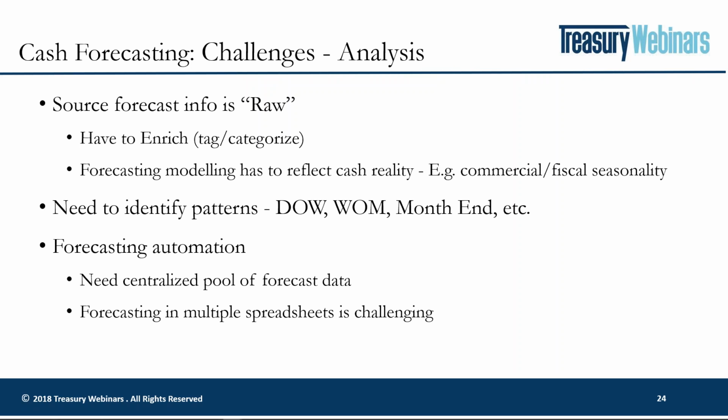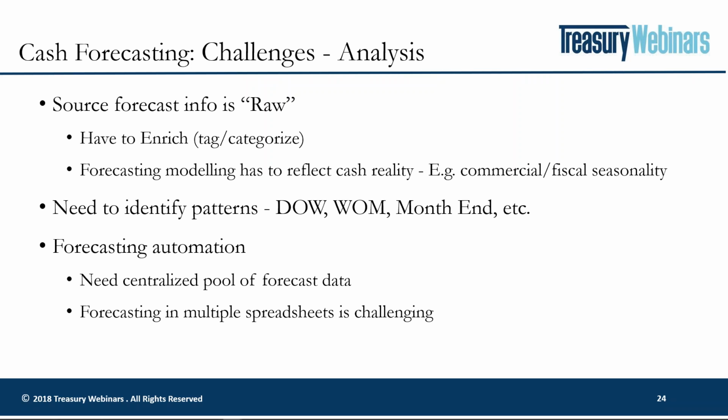So the analysis piece. Your source of forecast information is most likely going to be raw. Whether this information is going to come out of the ERP, whether it's going to be a report from the FP&A group, or whether it's going to be just a dump of your BAI files, the information is probably going to need to be massaged one way or another. My preference, especially as I noted earlier, is that your starting point should always come on the actual side first.